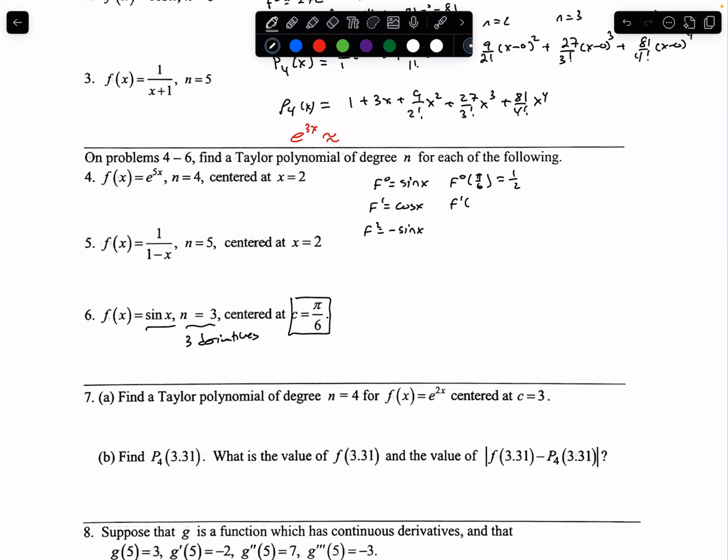Next, I want to find the value of the cosine of pi over 6. Well, that's just root 3 over 2. The value of the second derivative at pi over 6, we're going to get negative 1/2. And all we have to do now is plug this into our Taylor. There's our Taylor polynomial. The value of the nth derivative at the center divided by n factorial, x minus the center to the n.